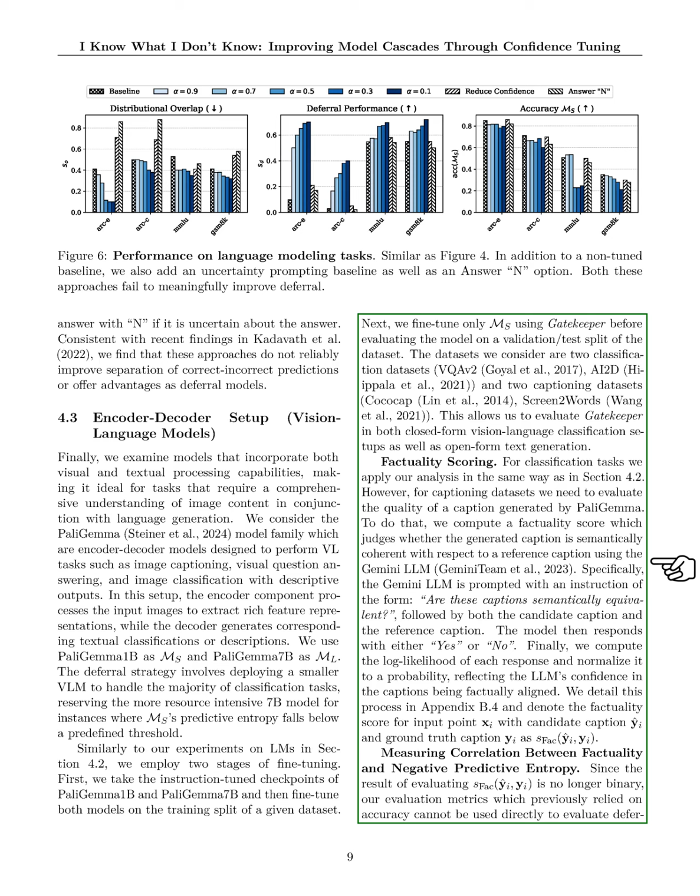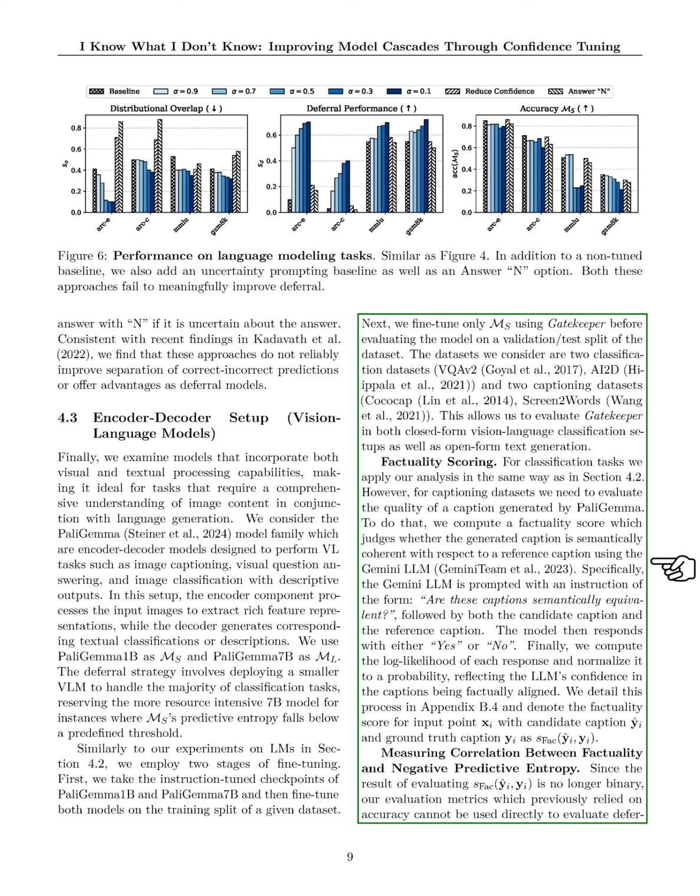This score assesses whether the generated caption is semantically coherent with a reference caption using the Gemini LLM. We prompt the model to determine if the captions are equivalent and then calculate the log likelihood of its response, normalizing it to reflect confidence in factual alignment.